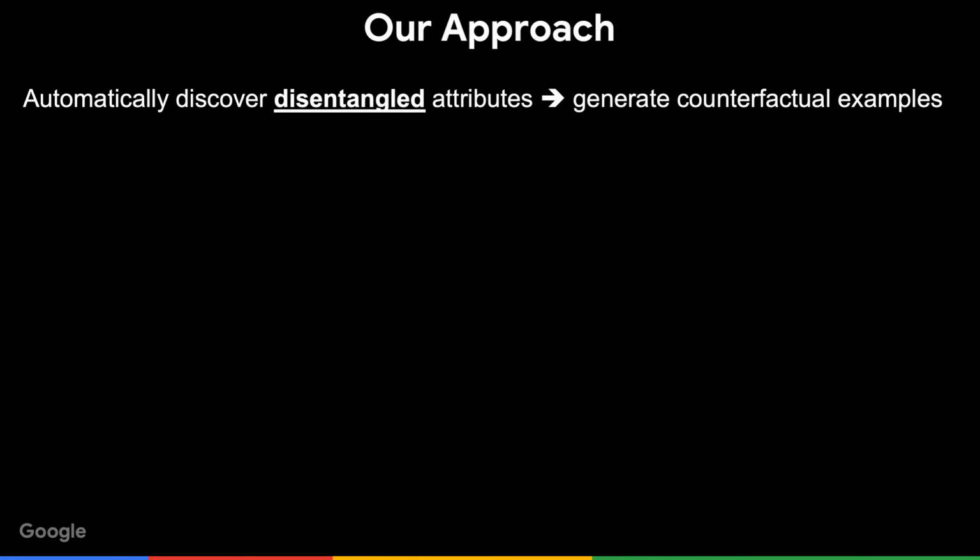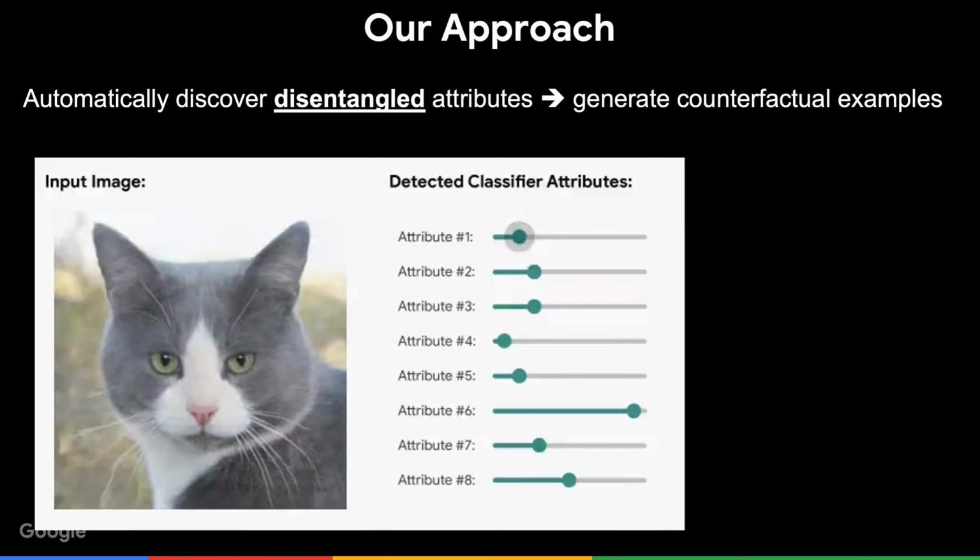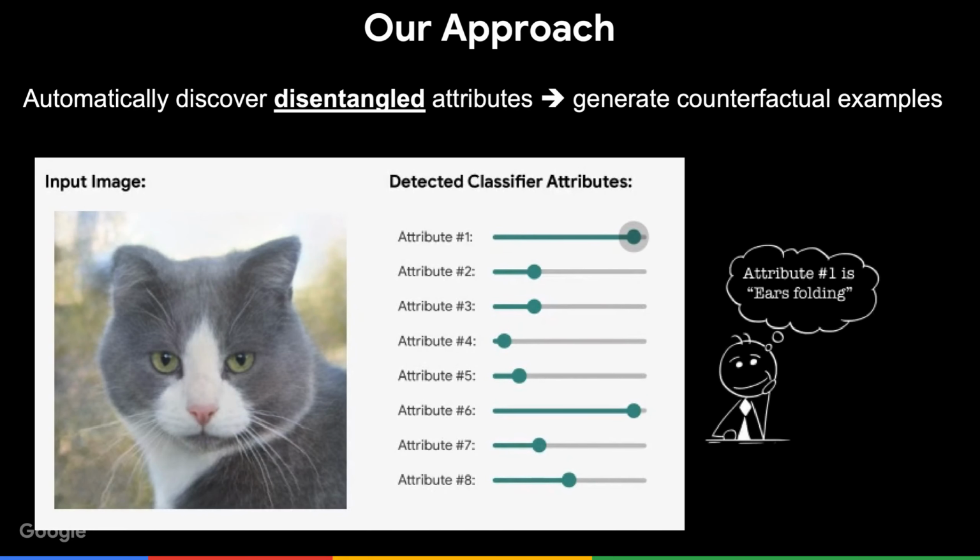In contrast, our approach automatically discovers disentangled attributes which affect the classifier. For each discovered attribute, we generate a counterfactual example. For instance, for a dog versus cat classifier, we provide the top discovered attributes. Moving each knob manipulates only this specific attribute in the image. For example, the first discovered attribute is folded ears.